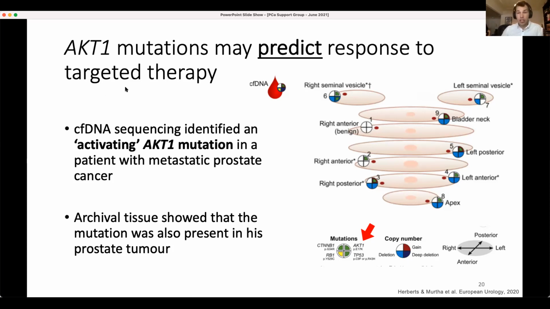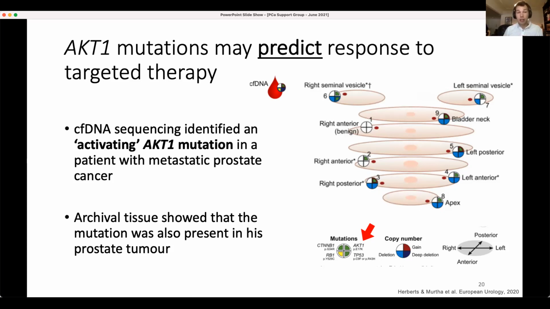So this was a patient with metastatic prostate cancer, and we collected a blood sample from him and identified a DNA mutation in a gene called AKT1. And this mutation is a little bit unique in that most mutations in cancer disrupt a gene's function. But this mutation was a bit different. It actually activated the gene and made it hyperactive relative to normal physiological levels.